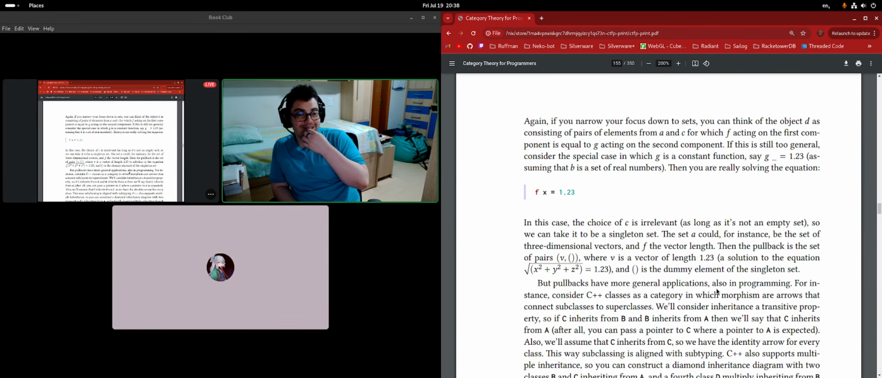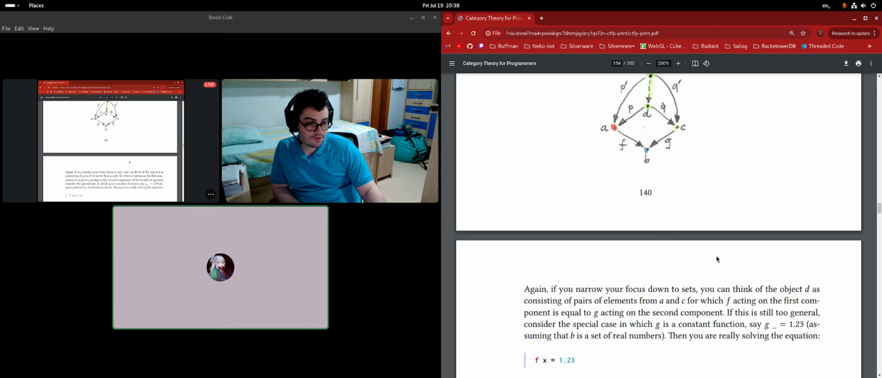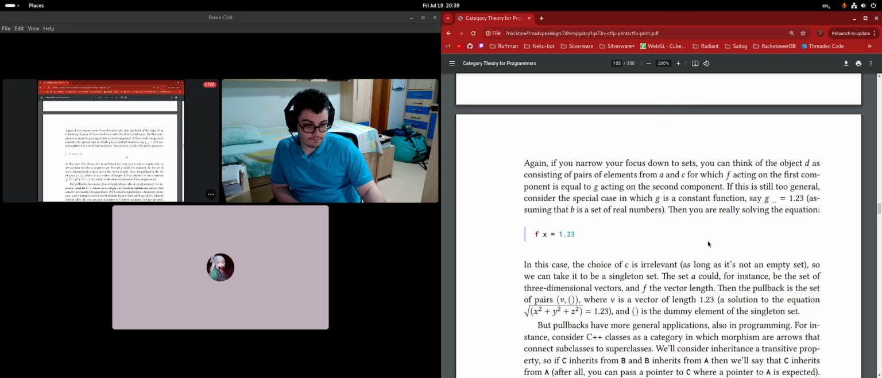If you narrow your focus down to sets, you can think of the object D as consisting of pairs of elements, one for which F acting on the first component is equal to G acting on the second. F is acting on the first, which is A, and G is acting on the second, which is C. If this is too general a diagram, consider a special case in which G is a constant function. Then you are really solving this equation. Yeah, but this special case has a very trivial solution because C is irrelevant.